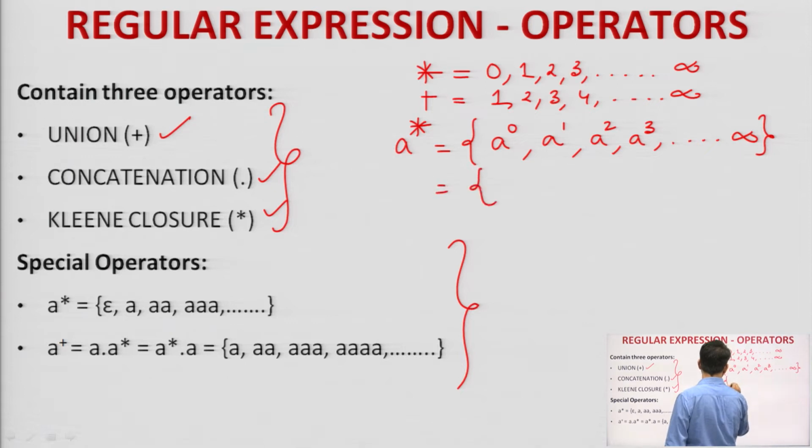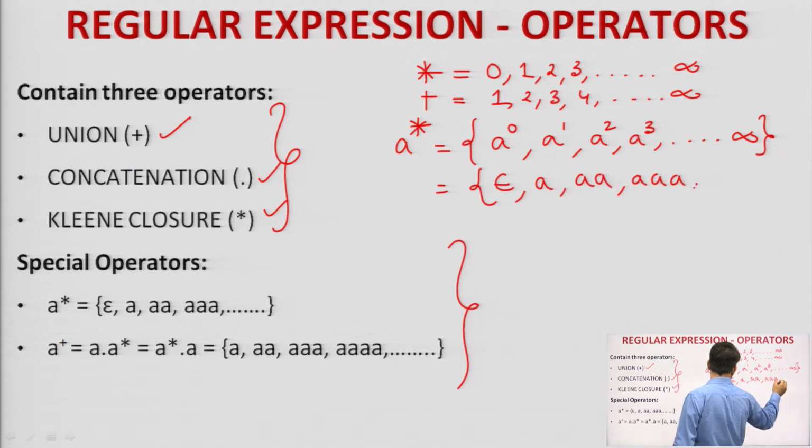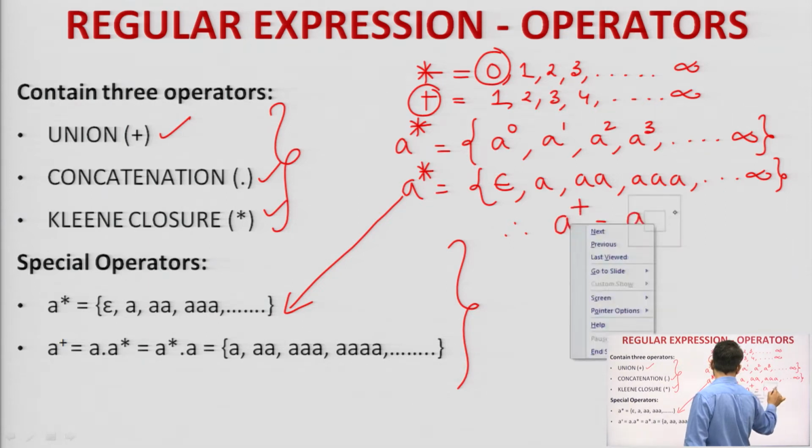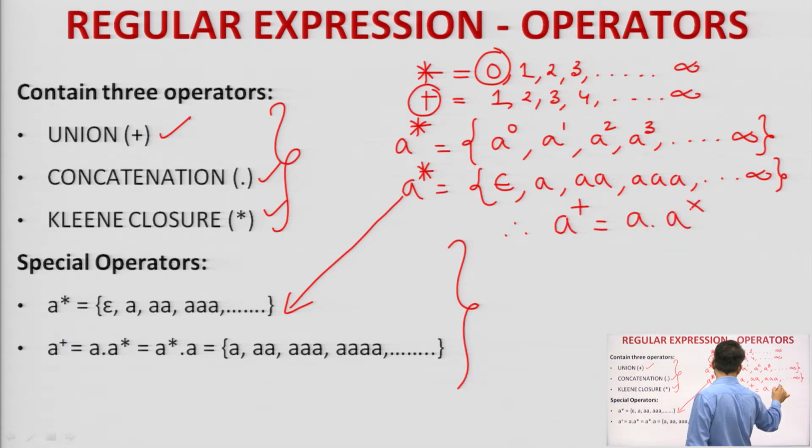So, I can write a to the power 0, which means 1 only. It can be written like this: epsilon, a, and it will keep on increasing. This is nothing but a to the power asterisk, which is what I have written over here also. And if you want to find a to the power positive closure, what is missing? 0 is missing. So, I can write a to the power positive as a dot a to the power Kleene closure.